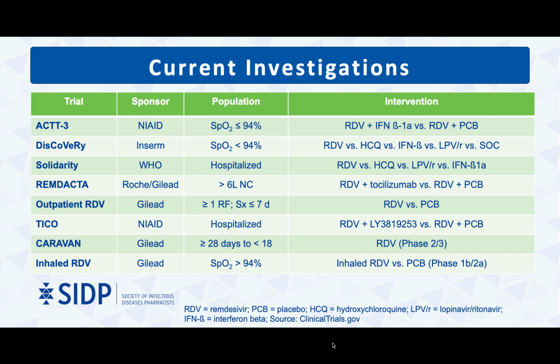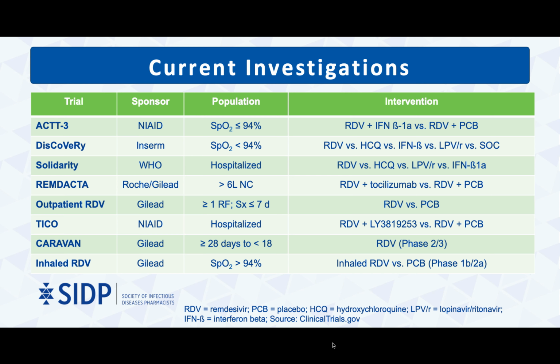Here is a list of selected ongoing trials. Of note, the ACTT-3 trial is currently recruiting patients with remdesivir plus or minus interferon beta-1a. Additionally, a few new trials have been initiated, including a Gilead-sponsored outpatient trial of remdesivir versus placebo in patients with at least one risk factor for disease progression with symptom onset 7 days or less prior to enrollment. The primary outcome for this trial is the proportion of patients requiring hospitalization or death.